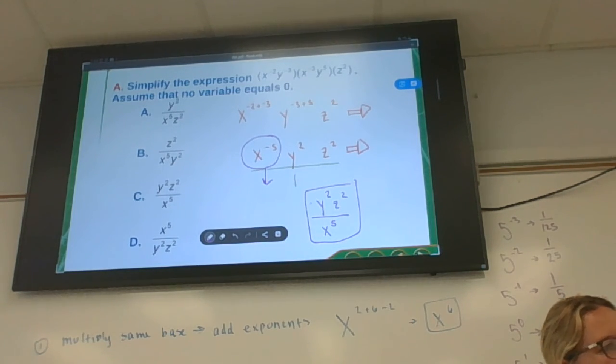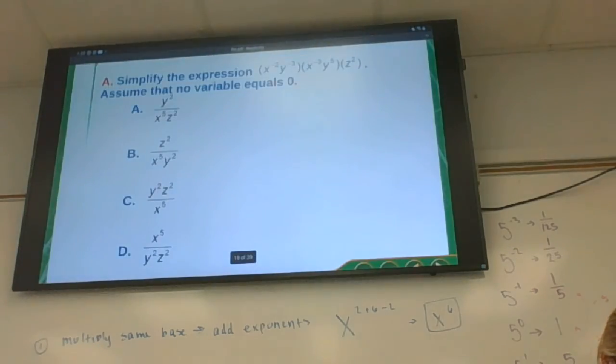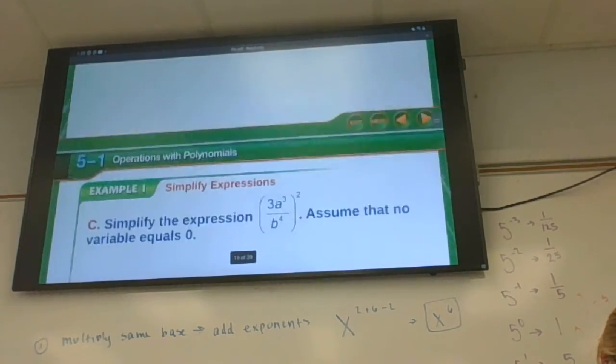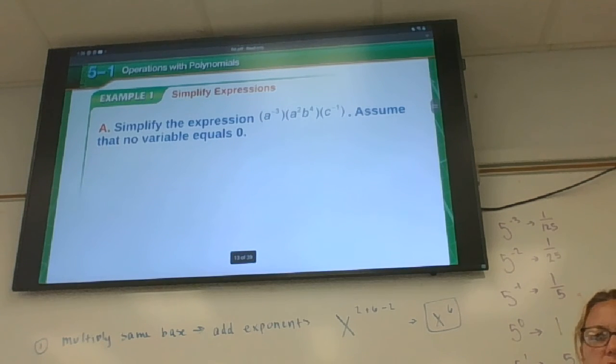No, because it has a positive 2. So only negative. Right. That's exactly right. Only negative exponents move. Here they both have negatives.